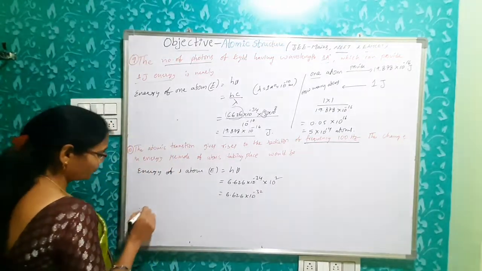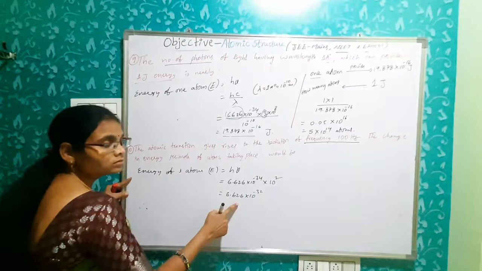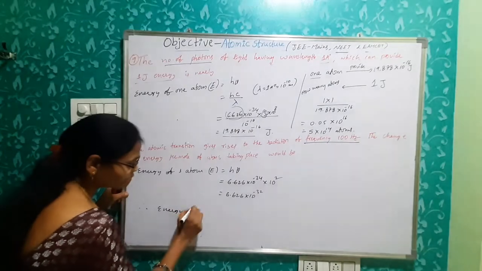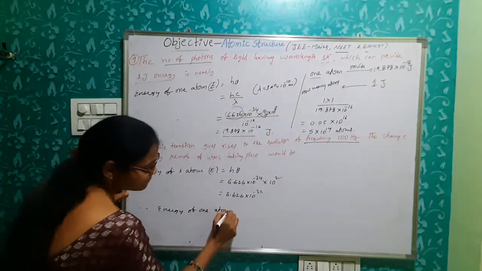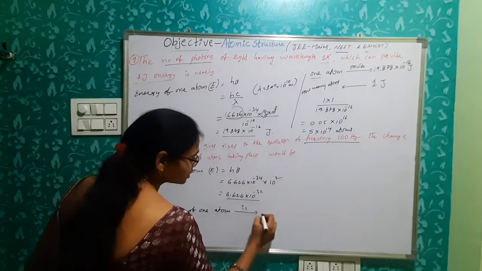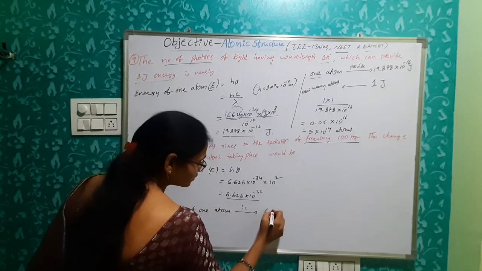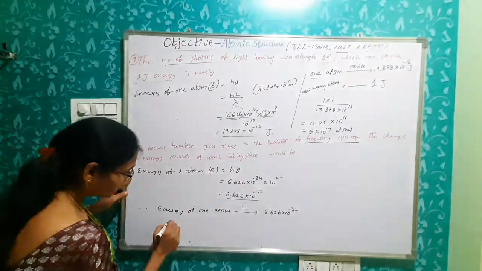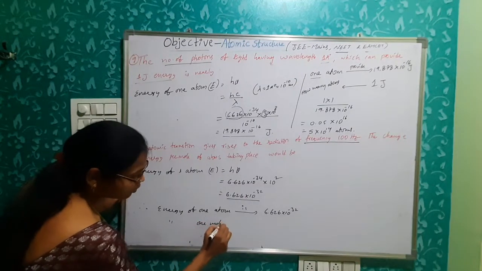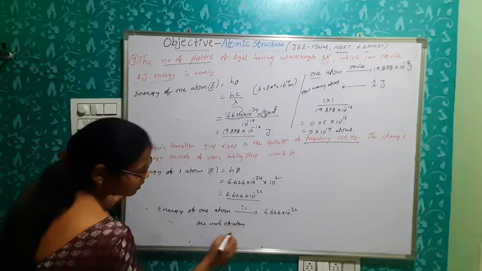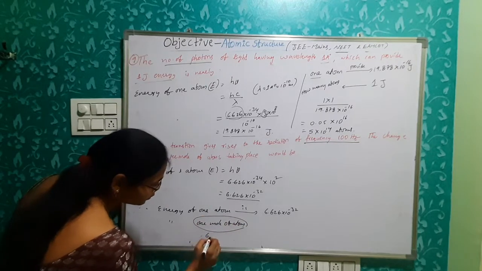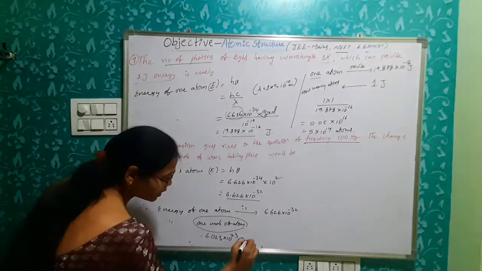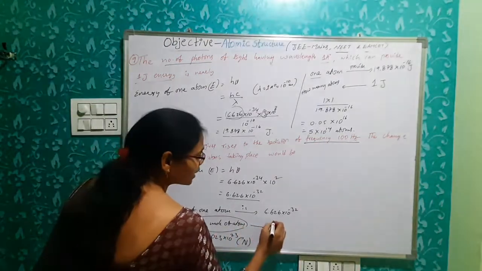Okay. Now, energy of one atom is how much? Calculated as 6.626 into 10 power minus 32. Energy of 1 mole of atoms. 1 mole of atoms is nothing but 6.023 into 10 power 23, the Avogadro number of atoms, capital N. How much energy does it have?